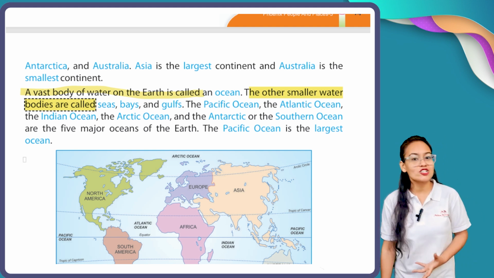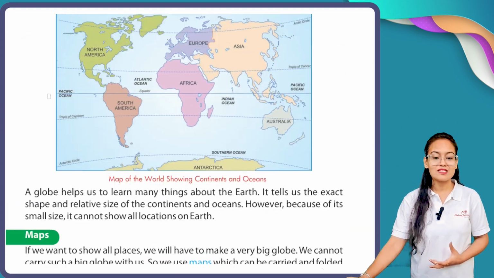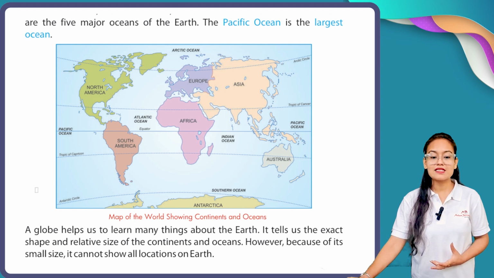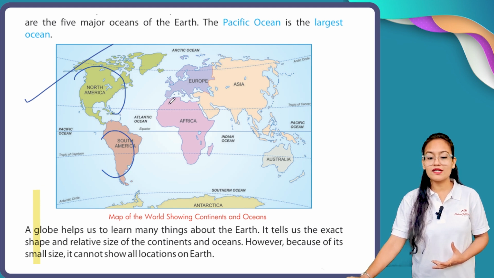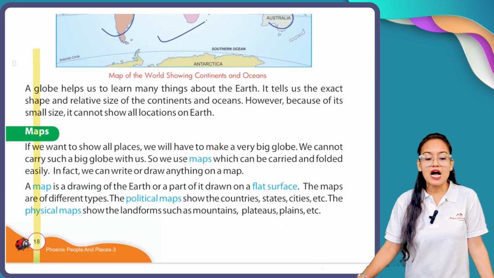And which is the largest ocean? The Pacific Ocean is the largest ocean. You can see here, this is the picture of our planet Earth. It shows these are the continents. These are all continents, and these are the water bodies. Now let's move further.